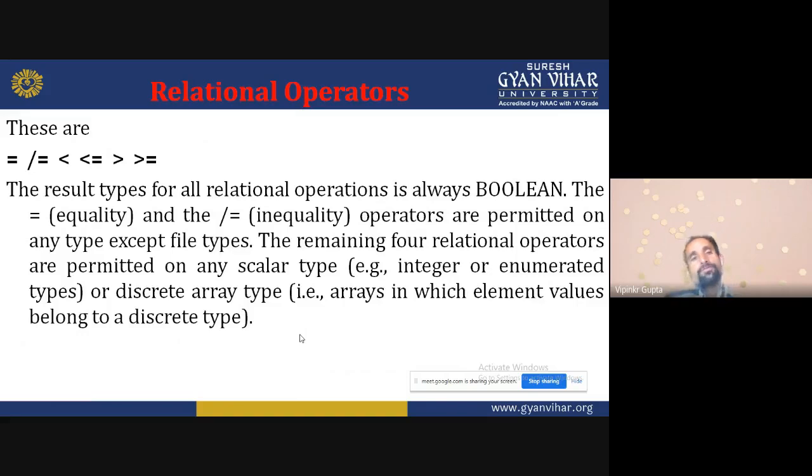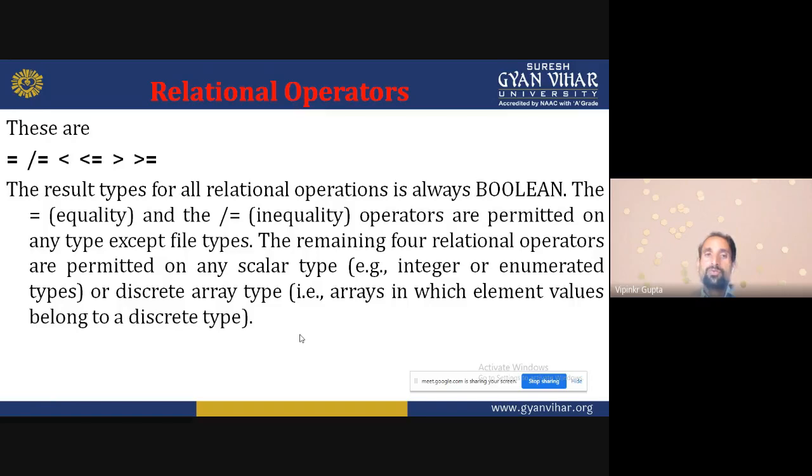Relational operators. How many relational operators are there? Equality, inequality (slash equal is the inequality), less than, greater than, less than or equal, greater than or equal. These are the relational operators which define the relation between two values. The result type for all relational operations is always Boolean. It may be true or it may be false.